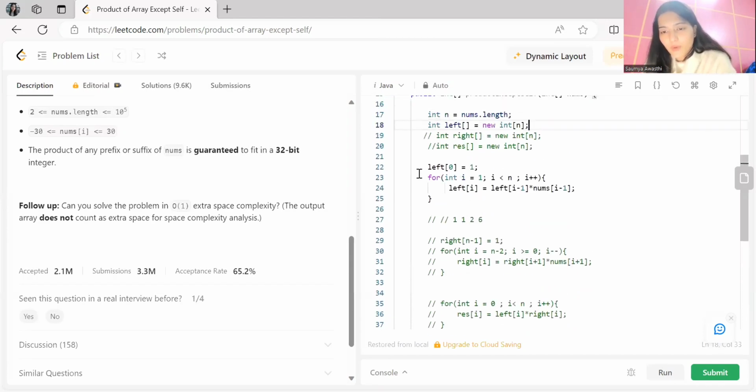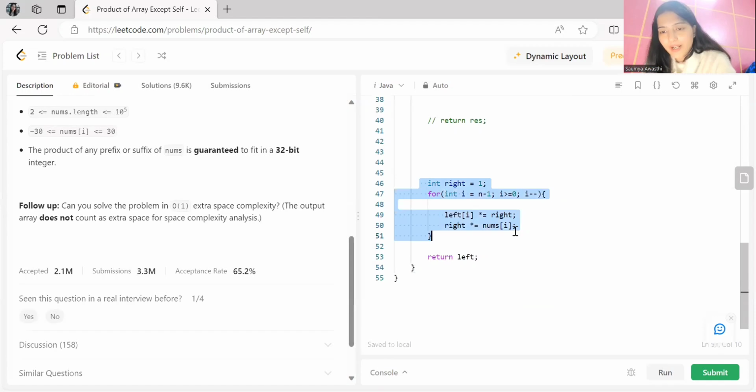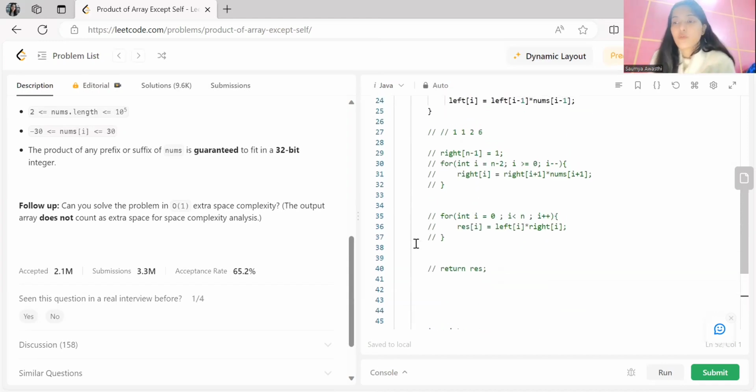So what we need to do is the computation of the left array, and at the end, not an array but a variable that we're going to initialize with 1, and we will start the iteration from the right side. So int I equal to n minus 1, I greater than or equal to 0, I minus minus: left of I will be updated as left of I into right, right will be updated as right into nums of I, and at the end we will return the left array, right? So these were the approaches to solve this particular problem.